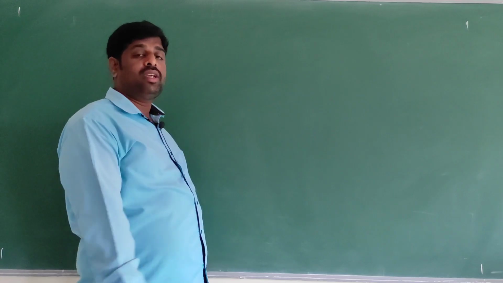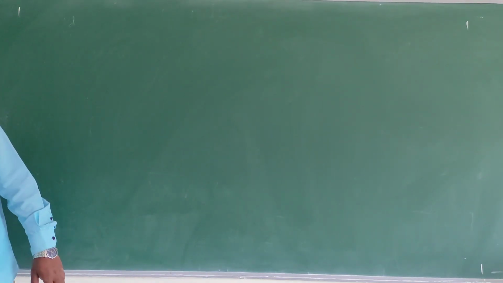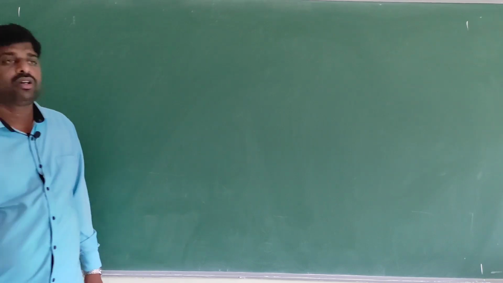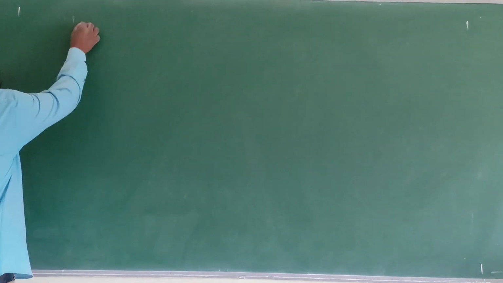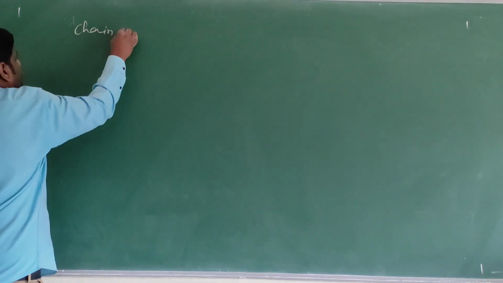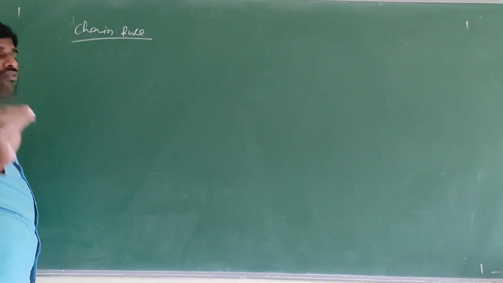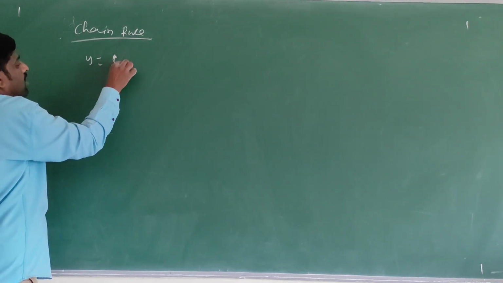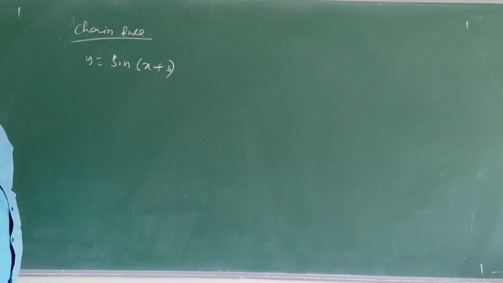Next, chain rule. Chain rule is for derivatives of composite functions. So what is the chain rule? Suppose I take one function, y is equal to sine of (x plus 3). This is the one function.